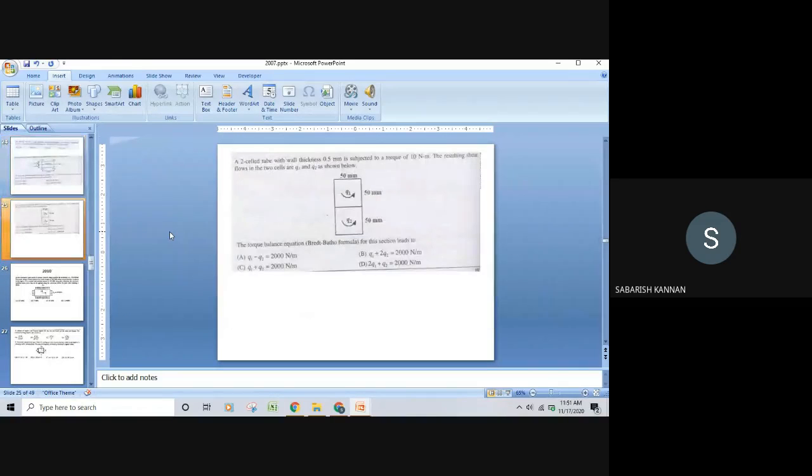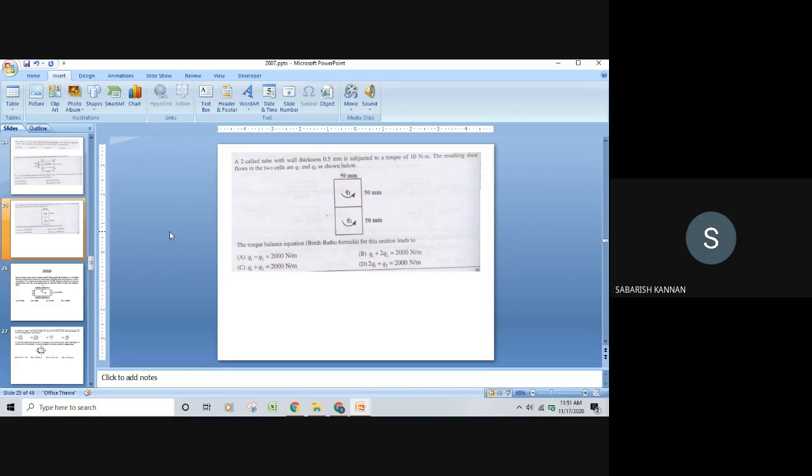So the problem: a two cell tube with wall thickness 0.5 mm is subjected to a torque of 10 Newton meter. Just see the units. Torque is in Newton meter, but others are in mm. Resultant shear flows in the two cells are Q1 and Q2 as shown in the figure below. We have two cells here, right? They have given the torsion, T equal to 10 Newton meter.